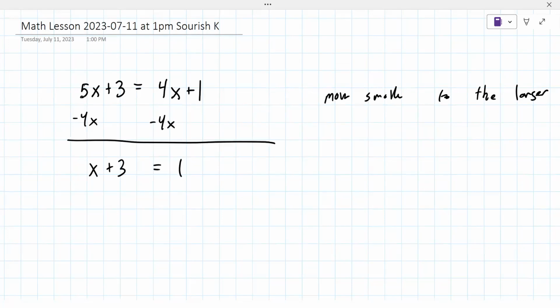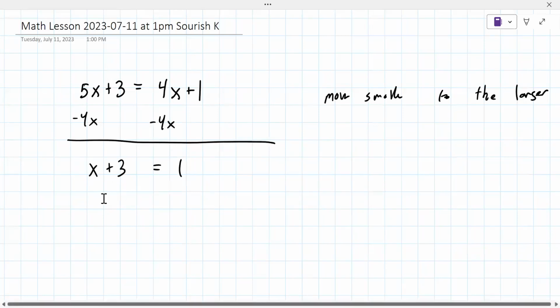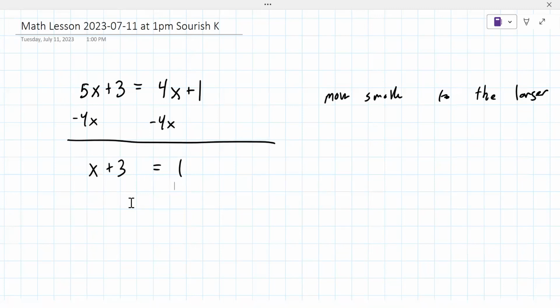Yep, equals 1. And then you have to subtract both sides by 1. Nope, you look at the side with the variable. Subtract both sides by 3. Yes. And that equals -2. Yes.